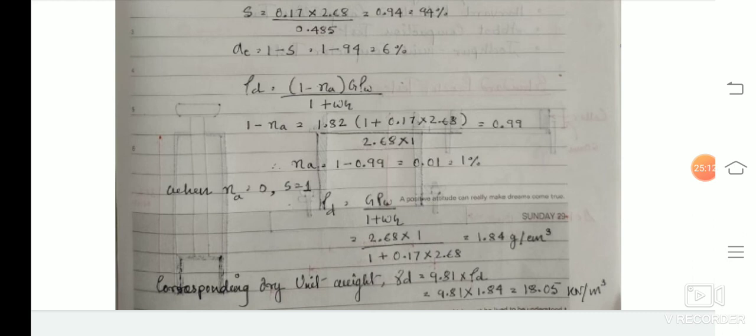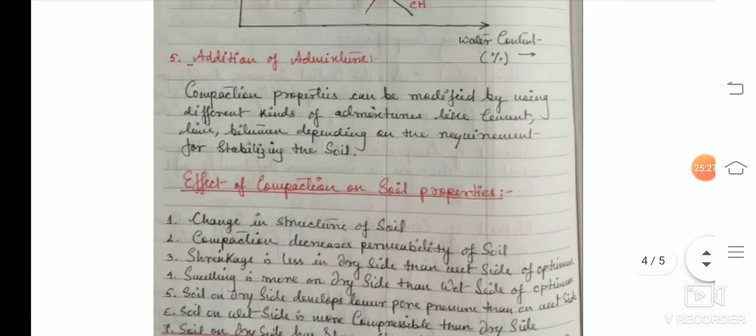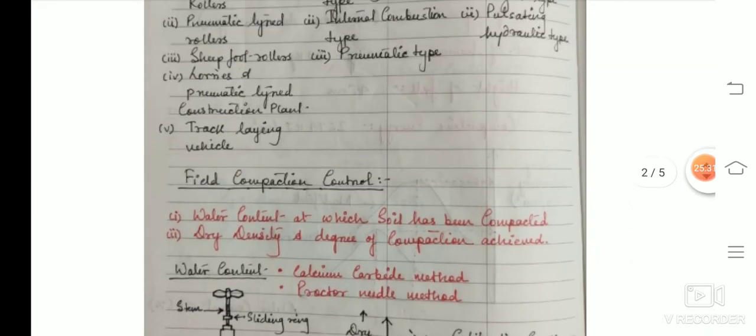So, this is the total compaction chapter. The previous one discussed the preliminary definitions and types of tests, and this second chapter comprised the numericals and the other properties related to compaction.